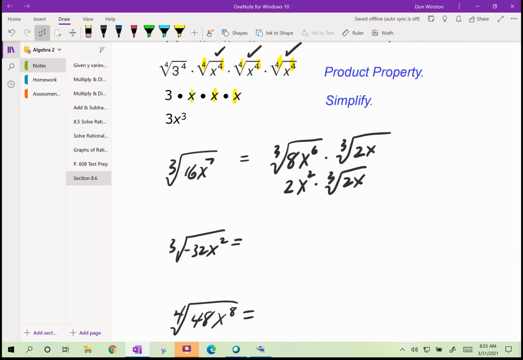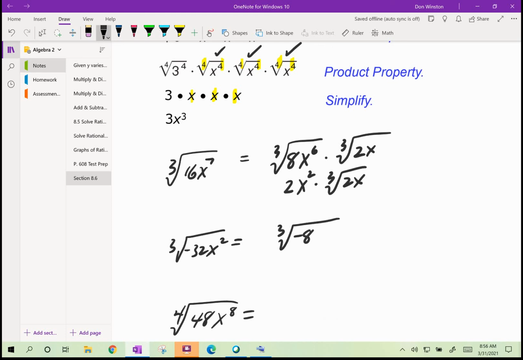Let's look at the next one, the cube root of negative 32x squared. So again, I would ask myself, what's the largest perfect cube factor of 32? So I'm thinking, okay, 2 times 2 times 2 is 8. Well, 8 times 4 is 32, so it's going to be 8. But I'll write that negative 8.